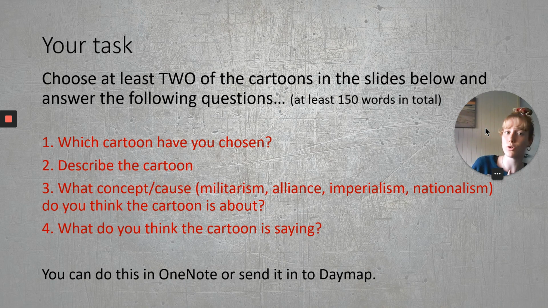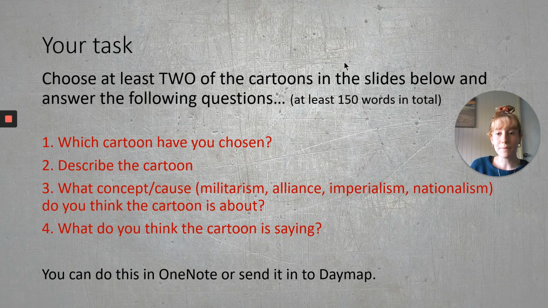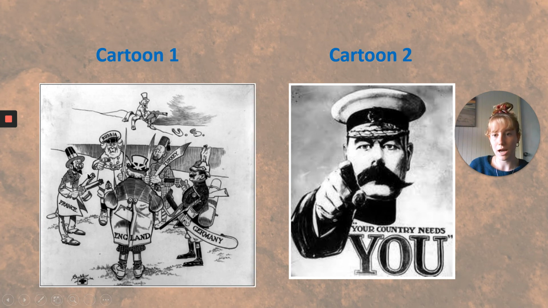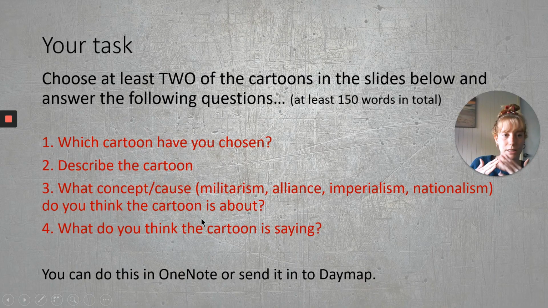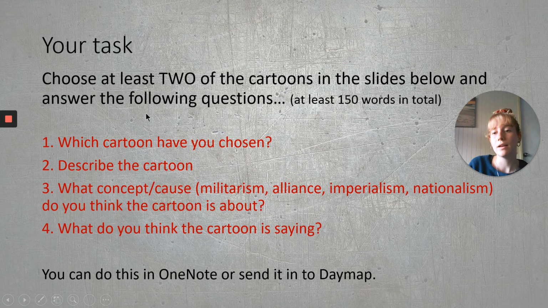And if you want to do more, or if you want to do a little bit less but you feel like you've done a really good job of it, you have to negotiate with your teacher. So question 1, which cartoon have you chosen? As you can see, they're labeled cartoon 1, cartoon 2, so that's an easy question to answer. Describe the cartoon. So for this one, you have men standing around, they have names on them, the names of the countries. Give a little bit more detail. What else is around over here? US is hiding. Why might they be hiding?